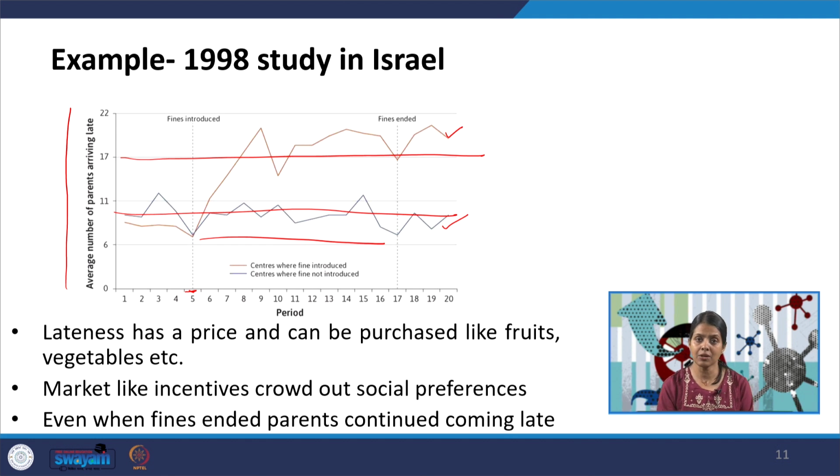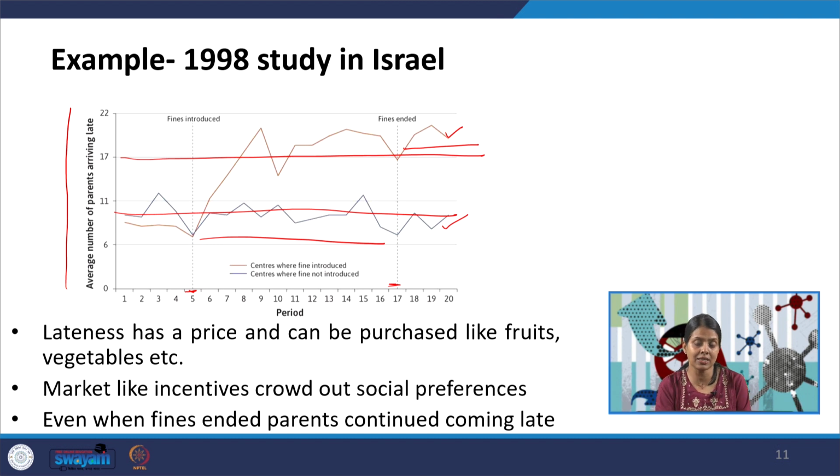And interestingly, what is observed is that even when fines ended, parents continued coming late. In those daycare systems, parents continued coming late even when fines ended. Some parents grew habituated to coming late, and they probably did not mind paying a fee for coming late. They probably wanted the system to continue with a payment system for coming late, and as a result they continued with this, whatever be the intentions.